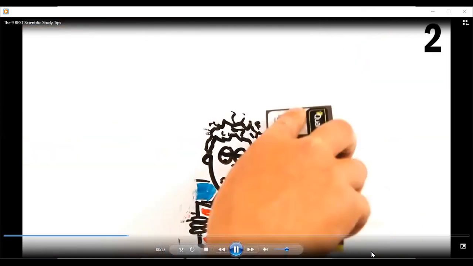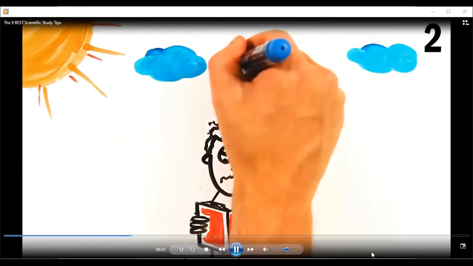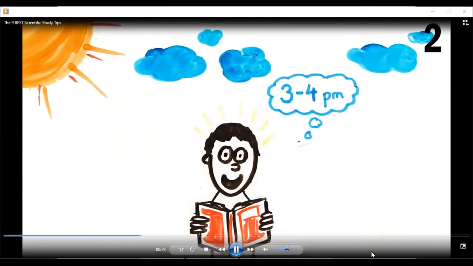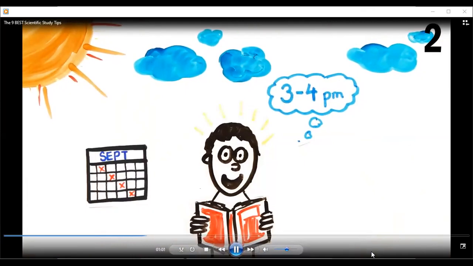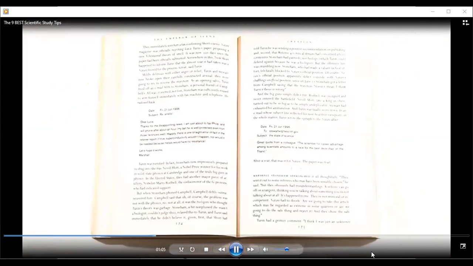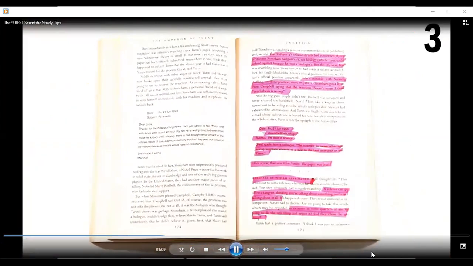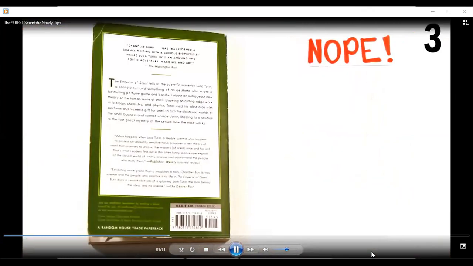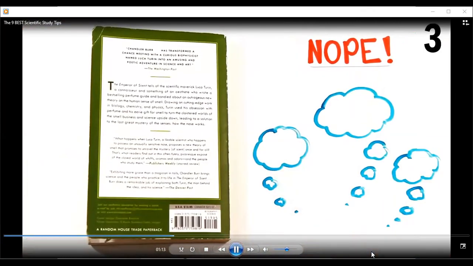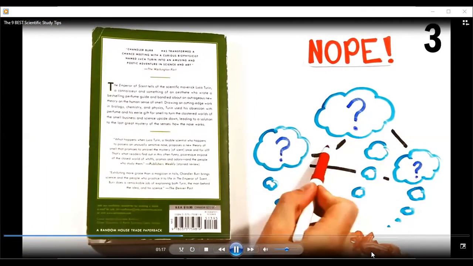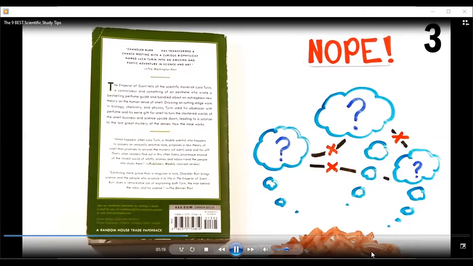Instead, setting up specific times in a day or during the week just to study primes your brain by creating a routine, and over time, studying actually becomes easier as your brain is trained to learn in those moments. And while many of us spend hours passively rereading our notes or highlighting a textbook, studies have shown this to be ineffective. It doesn't improve your understanding of topics, nor does it link key concepts together.